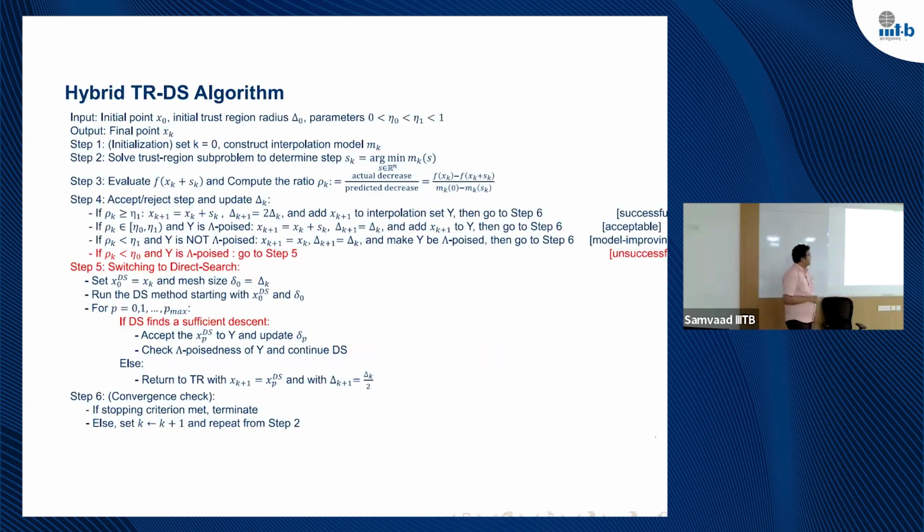So what do we do when combining both? The main crux of doing this is, when your gk or norm gk is less than a particular threshold, you actually switch to direct search, and you try to take the benefits of direct search, put it onto this, and go back and forth. So that is pretty much the hybrid algorithm.